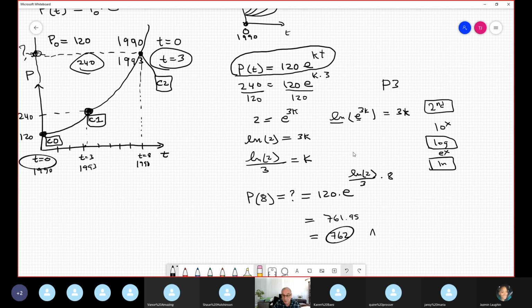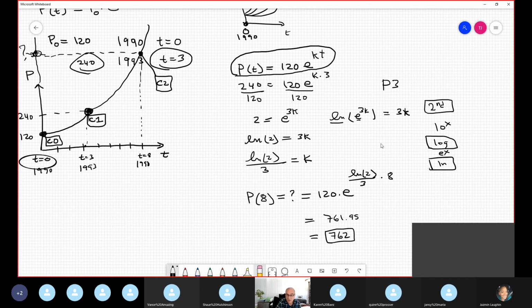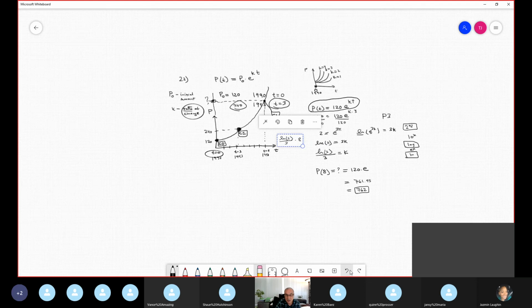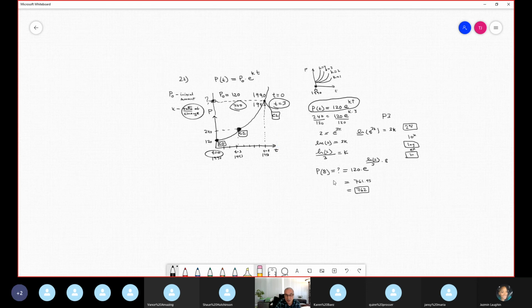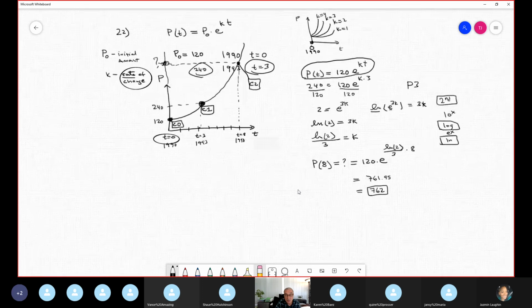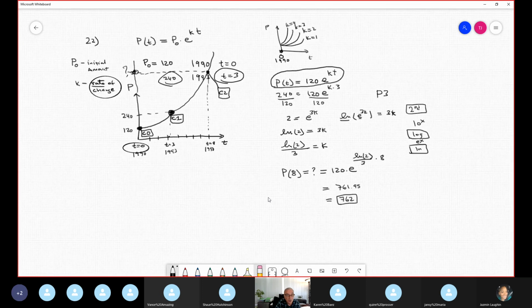Clear or confusing? Clear. Okay, this is a typical problem of the biology, in this case, of the exponential growth.